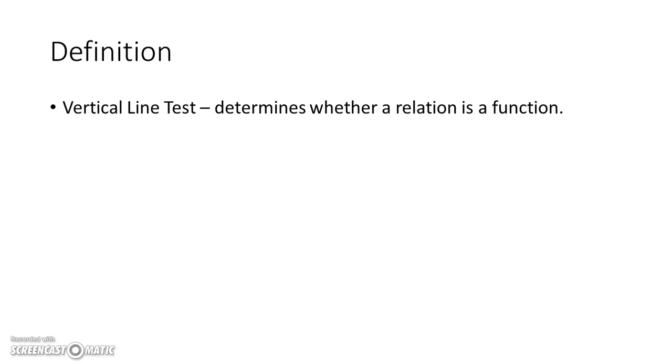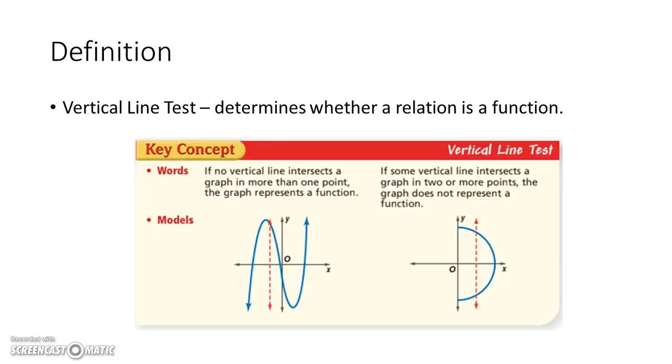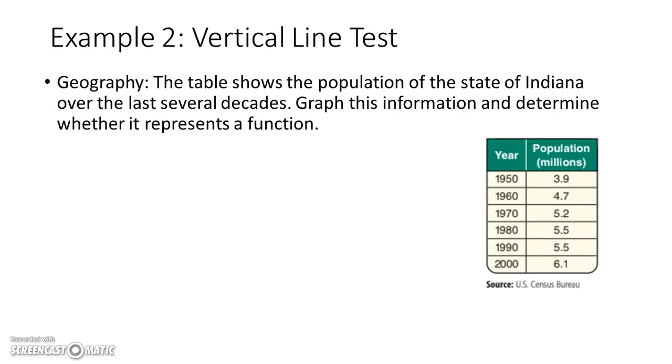Definition. The vertical line test determines whether a relation is a function. So here the idea is we can draw a line straight up and down, move it from the left to the right, and it should never touch the graph more than once. If it does not touch the graph more than once, then it is a function. If it does touch, like on the right there, it intersects twice, that means this is not a function because the domain was used twice.